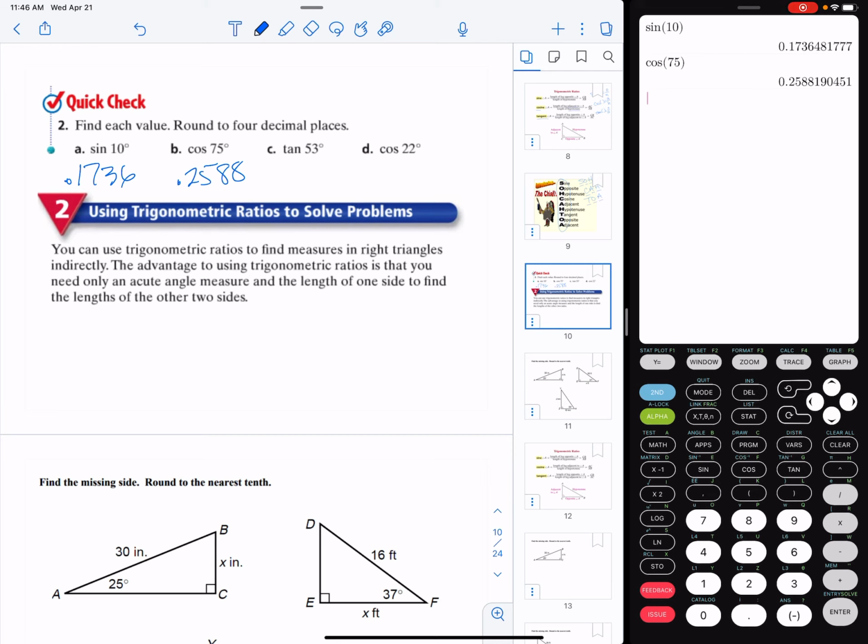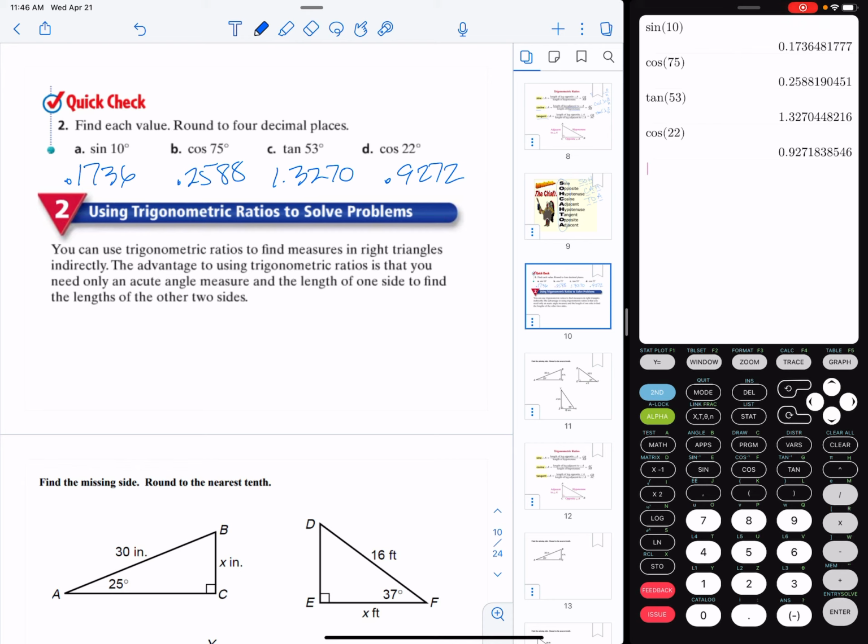Okay, let's see how you did. For the next one, you type in tan 53, enter. This one is going to be 1.3270, and the last one is a 4, so it doesn't do anything. Then we do cosine again, 22, enter. This would be 0.9271, and because there's an 8 there, the 1 is going to bump to a 2: 0.9272.